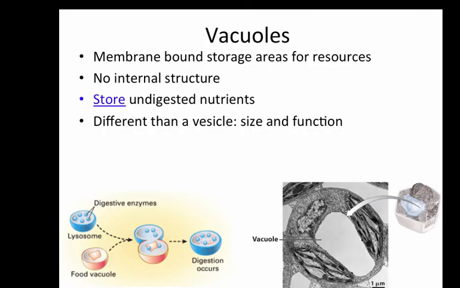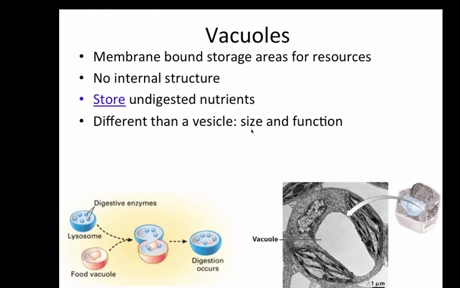So another part of this system, this endomembrane system, is a vacuole. Now, there are different types of vacuoles, but let's define them. They're membrane-bound storage areas for resources. They have no internal structure, and they function to store undigested nutrients, and they're not vesicles.